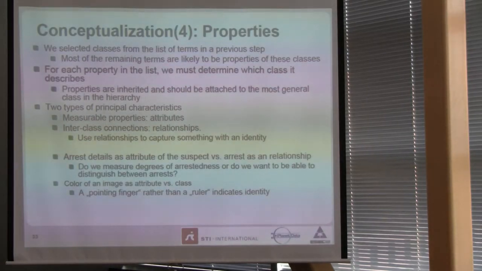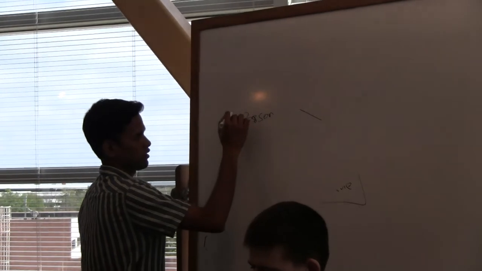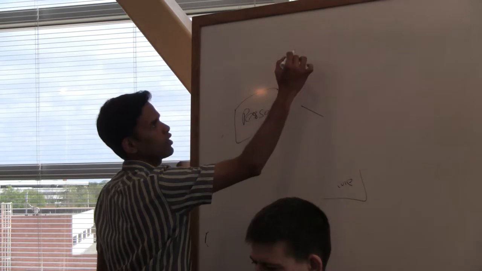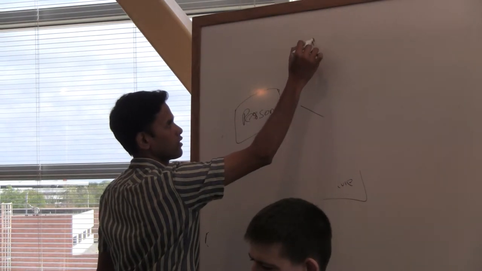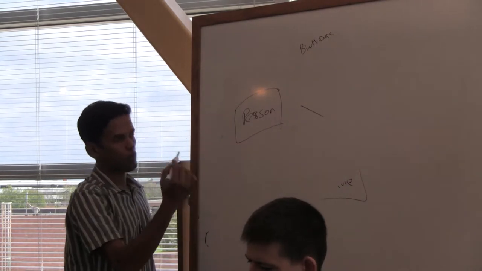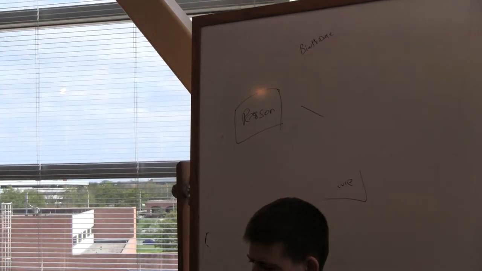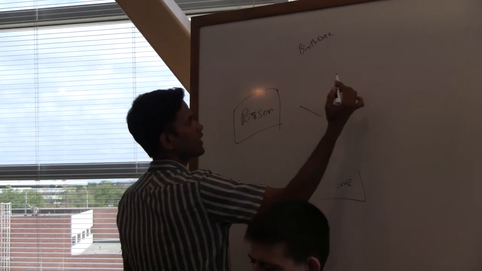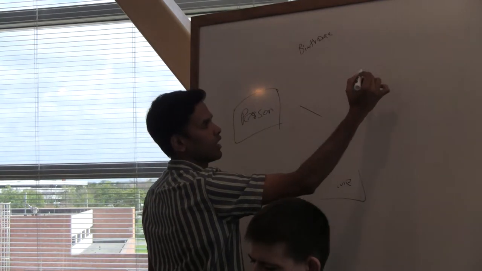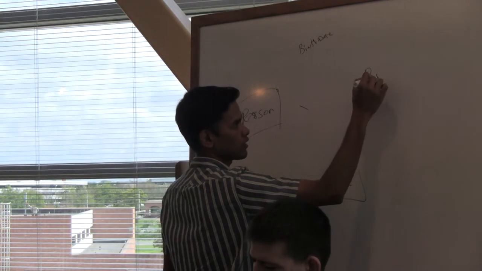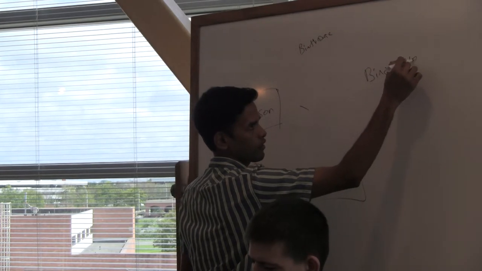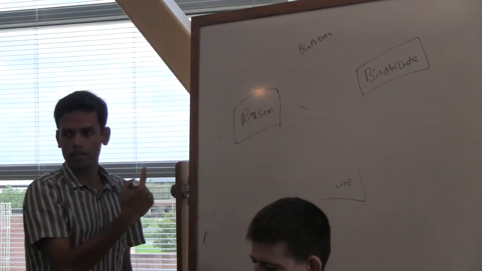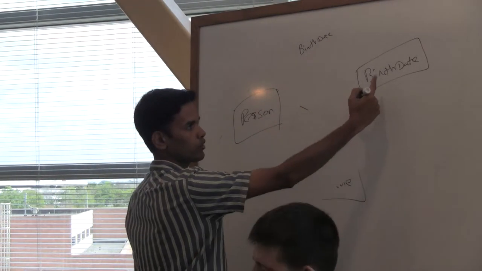So I have a person, and a person has a property of a birth date. This property I can represent as a regular relationship or as an attribute. Meaning, I can have another class which represents the birth date, a class of birth date. And I can also have this as a data type, right? So I really don't need to have that as a class.